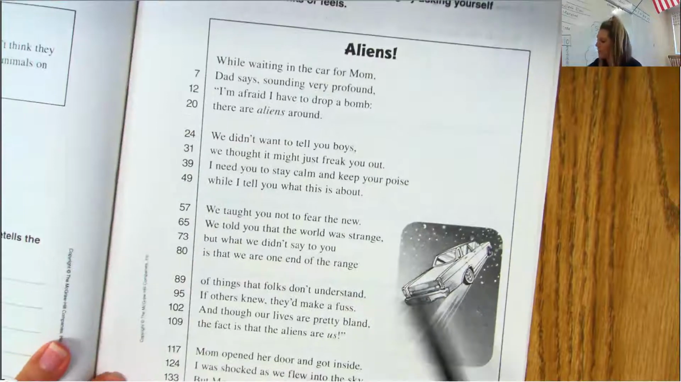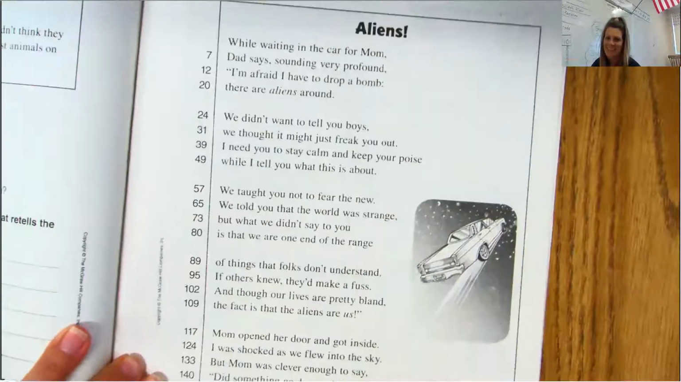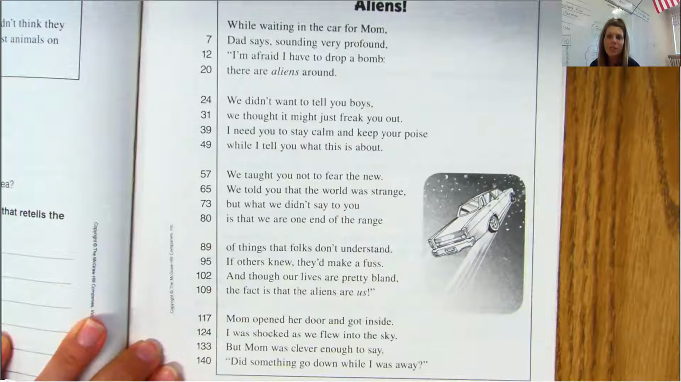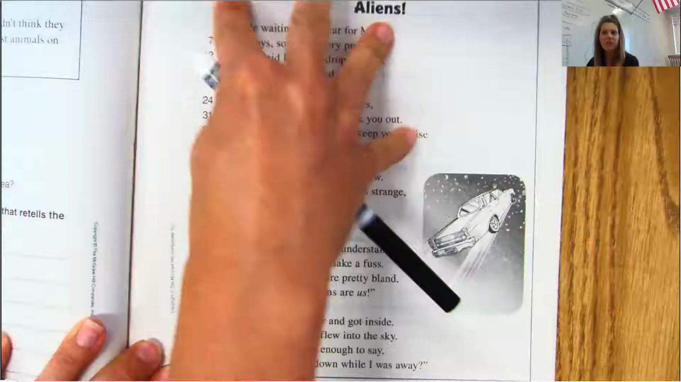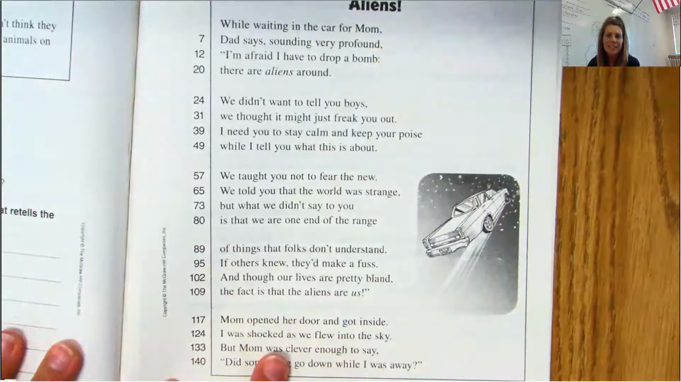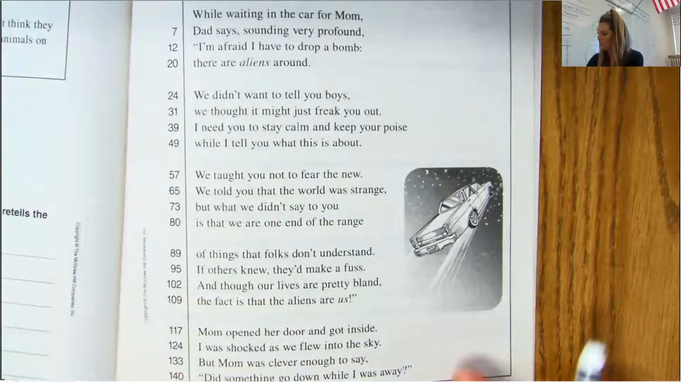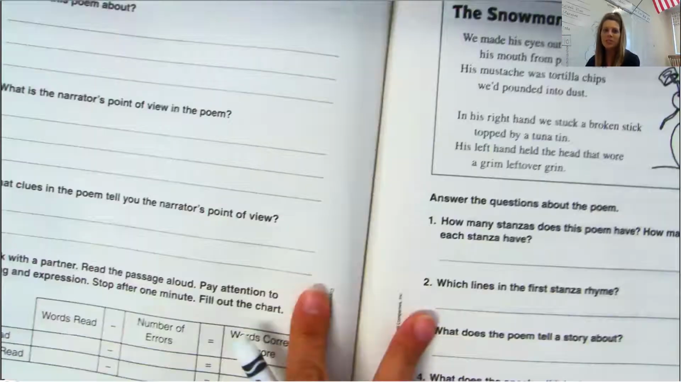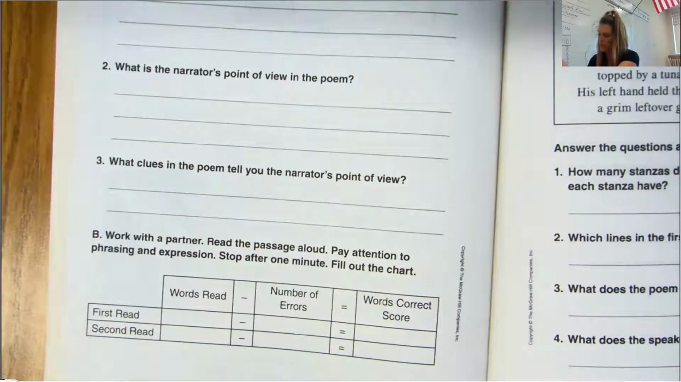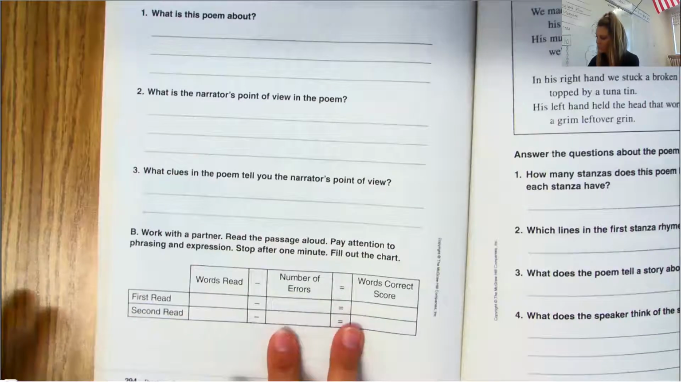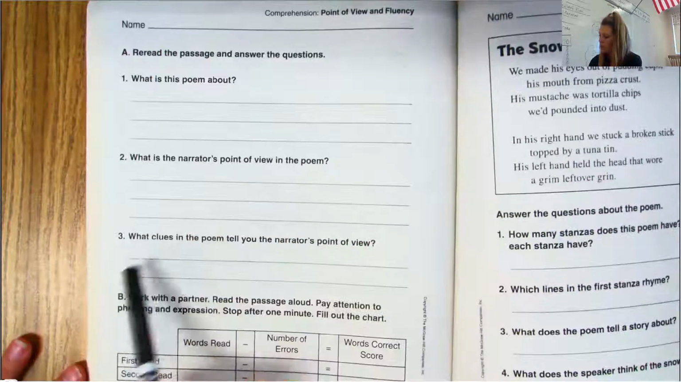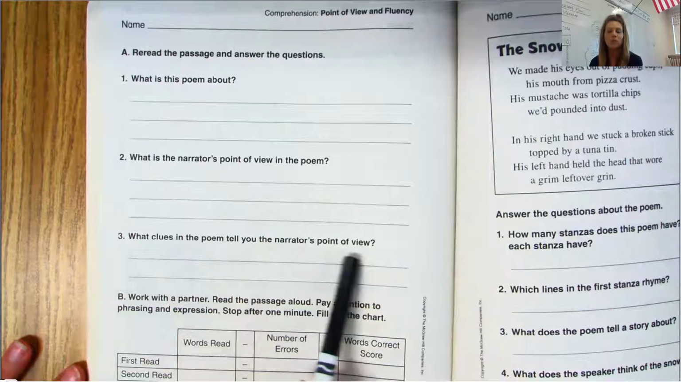On your own, you are reading Aliens, a poem about aliens. And we are doing the same thing that we just did. We are coming up with the point of view, what the character or the narrator is thinking or feeling, right? After you finish reading the poem, it's pretty short, you will answer the questions on page 294, on the back. What is this poem about? What is the narrator's point of view in the poem? And what clues in the poem tell you the narrator's point of view? Those are those details.